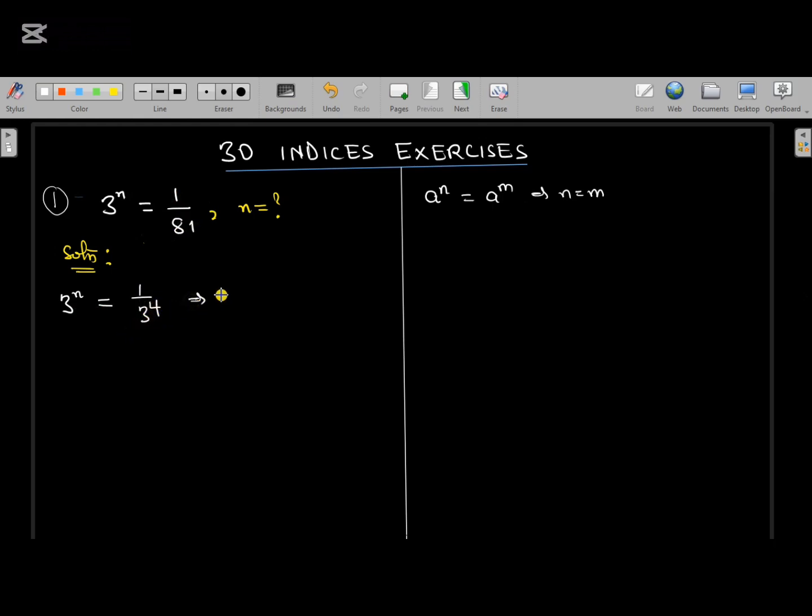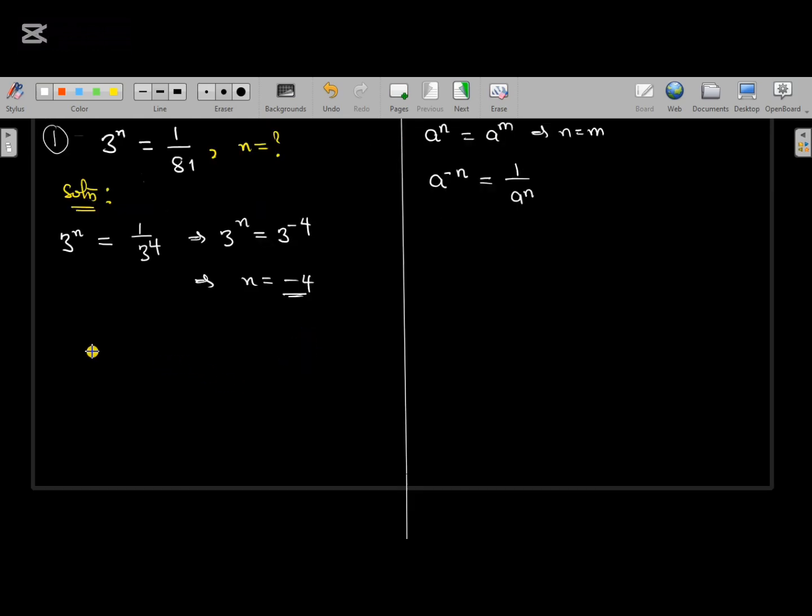And so if that is true, then it means that 3 raised to the power of n is equal to, on this other side, we can write as 3 to the power of minus 4. How did we get that? Because we are also told that if we have a to the power of negative n, that is the same thing as 1 all over a to the power of positive n. And of course we can go the opposite direction, and so that means that our n is equal to negative 4. So that's the solution to problem number 1.